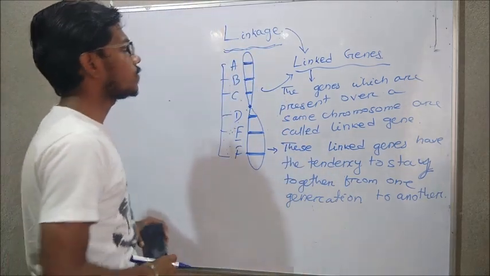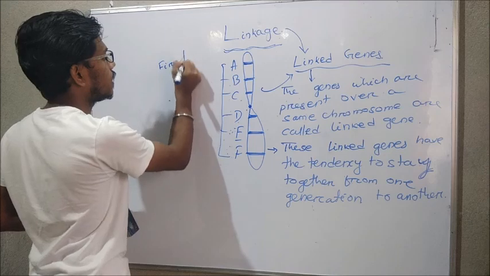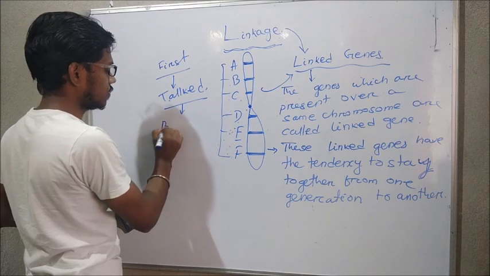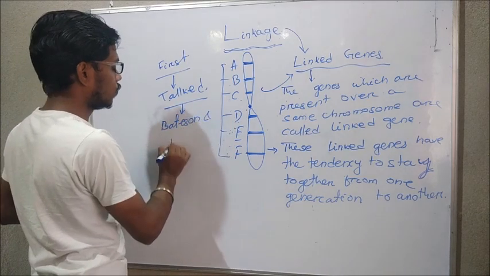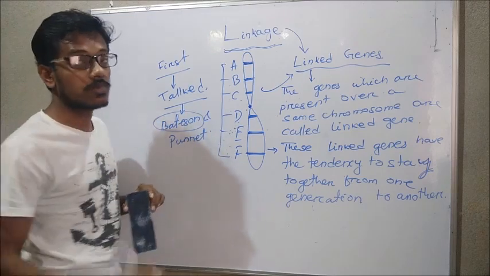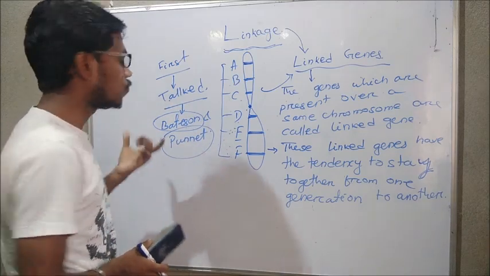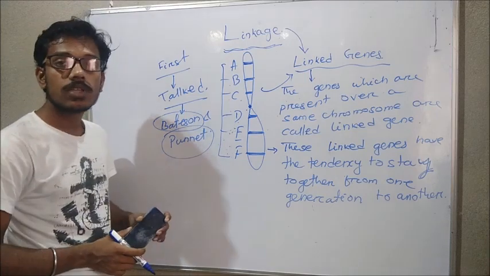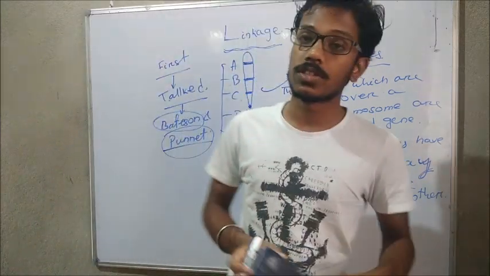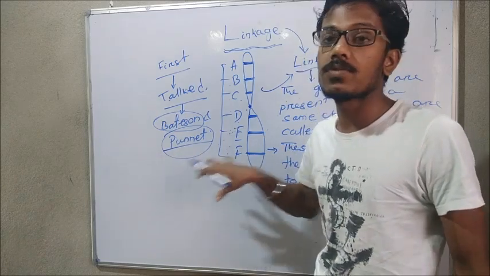If we see the discovery of this linkage, first of all, linkage was studied by two scientists. One is Bateson and Punnett. You know that Bateson coined the term genetics. And Punnett, we have already associated with the checker board used in monohybrid and dihybrid crosses. He is the person who made this checker board.